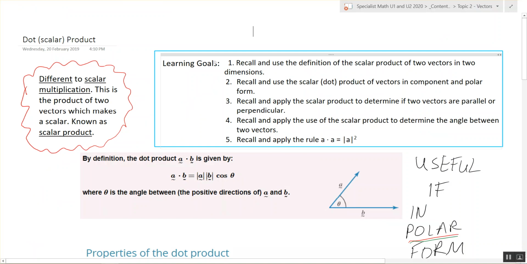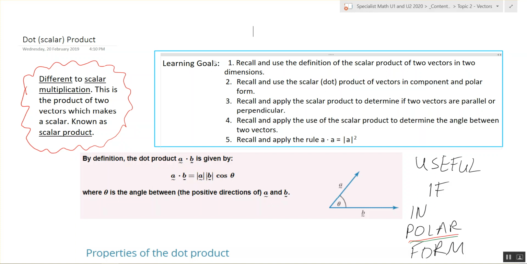Today we're going to do dot product. So you're going to know the definition, you're going to know how to do it in component and polar form. There's two different dot product rules depending on what the question or situation gives you. If the question gives you two vectors with magnitude and direction, what form is that? Polar. So you're going to use that one right there.